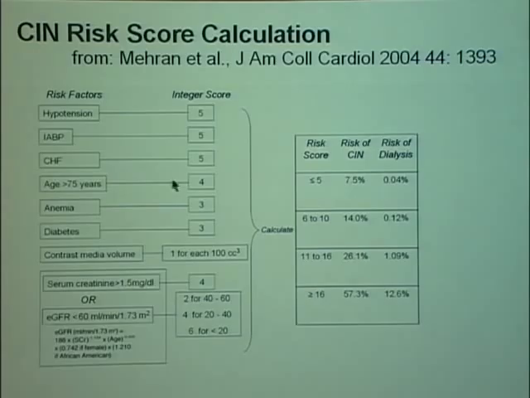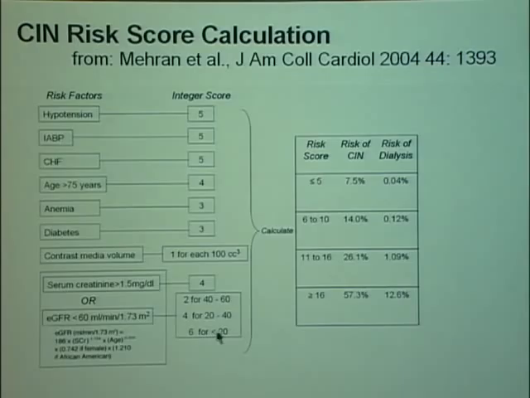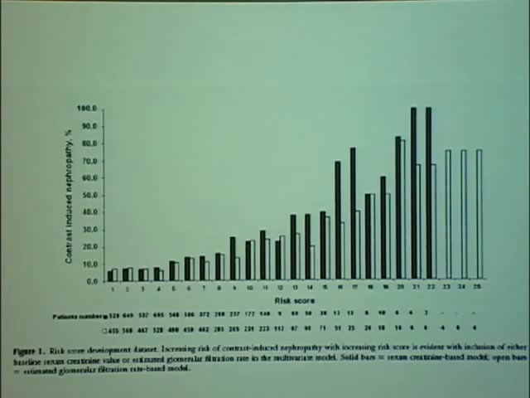If they have congestive heart failure... an important thing to note here, one that I hadn't been previously aware of, is that anemia is actually a fairly strong predictor of onset of nephropathy. Age is also strongly associated, and of course, renal failure. In this scheme, they suggest two different ways of scoring for chronic renal disease, either stratifying based on estimated GFRs or simply a value of 4 if the creatinine is greater than 1.5. As you'll see, either one of those scoring methods works all right.